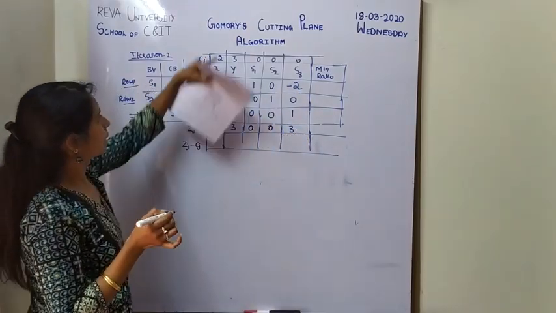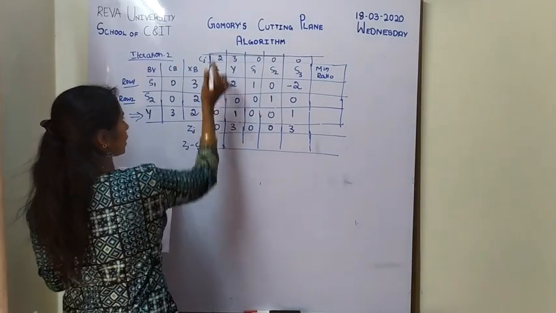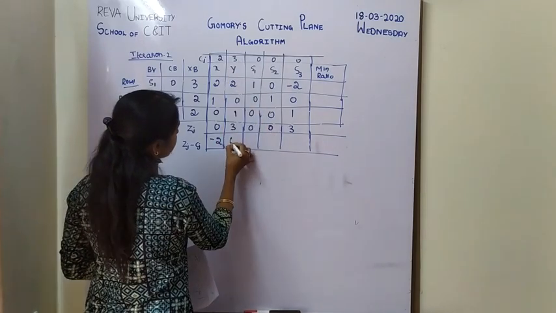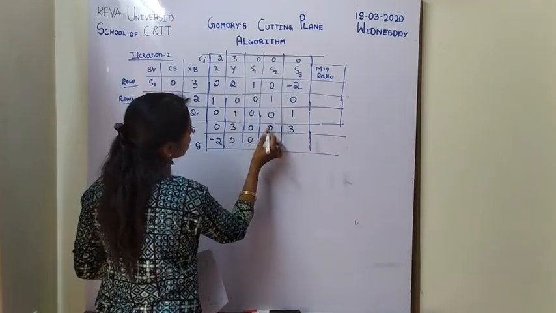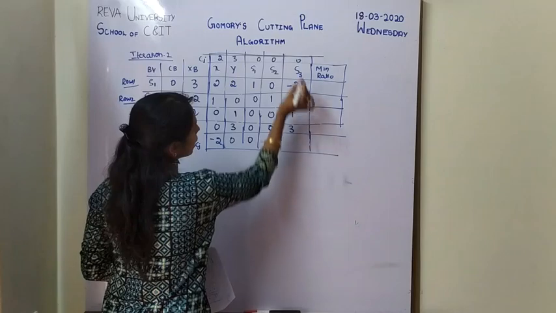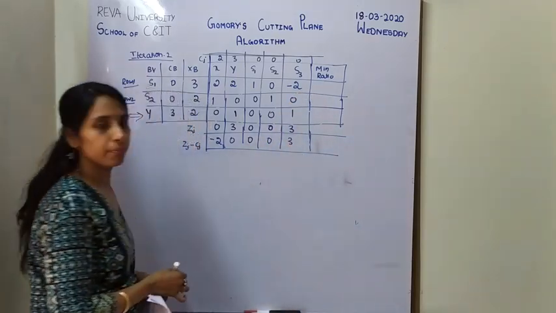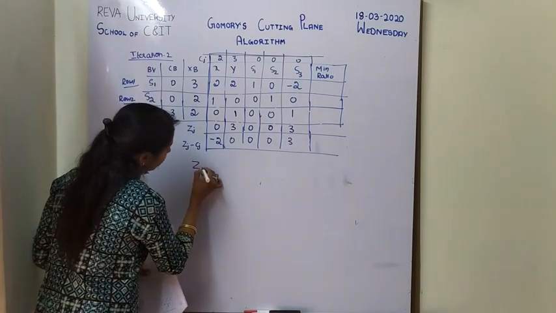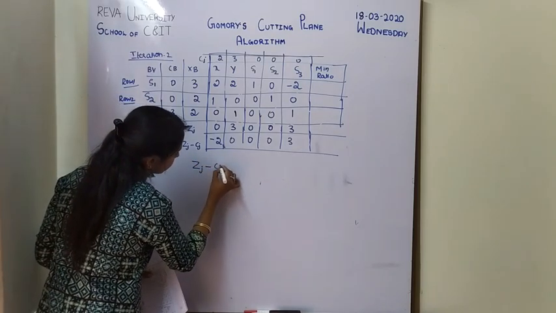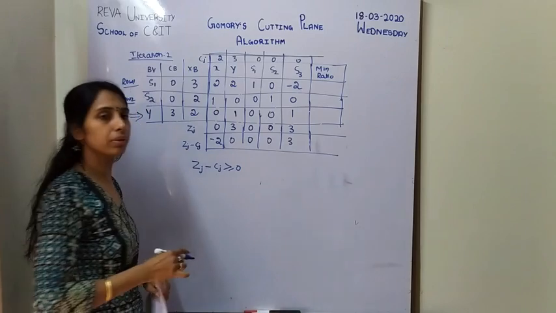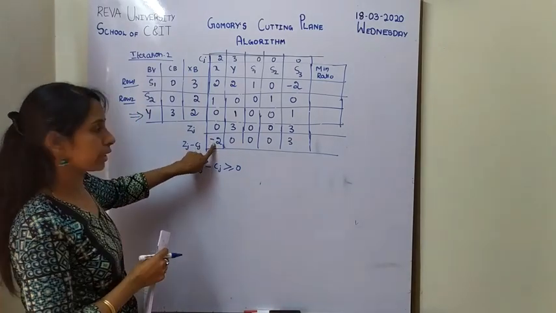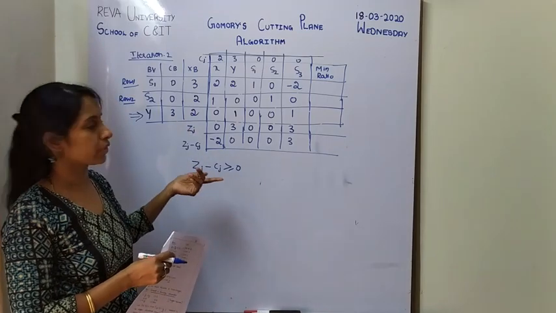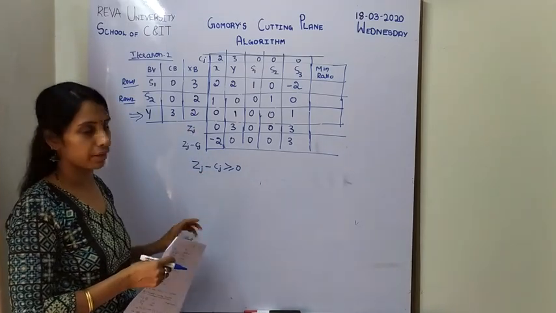Now Zj minus Cj. 0 minus 2, so I will get minus 2. 3 minus 3 will be 0. 0 minus 0 will be 0. 0 minus 0 will be 0. 3 minus 0 will be 3. So for the maximization function, what is the optimality condition? Zj minus Cj should be greater than or equal to 0. Since we got a negative number here, this is not the optimal solution. Still we have to continue to the next iteration.